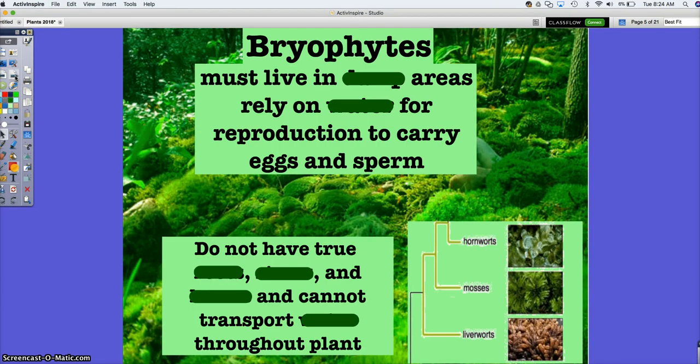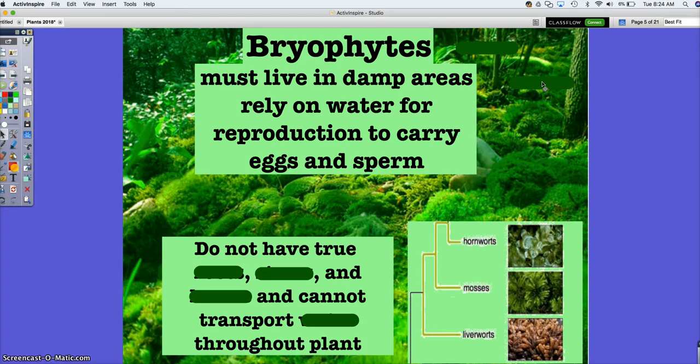So bryophytes. Bryophytes are our first plants. Where were our first plants found? Water. So they still exist, okay? They have to be where there's water. So they have to be in damp areas because they rely on water for their reproduction. And without reproduction, they can't survive because their species would die.